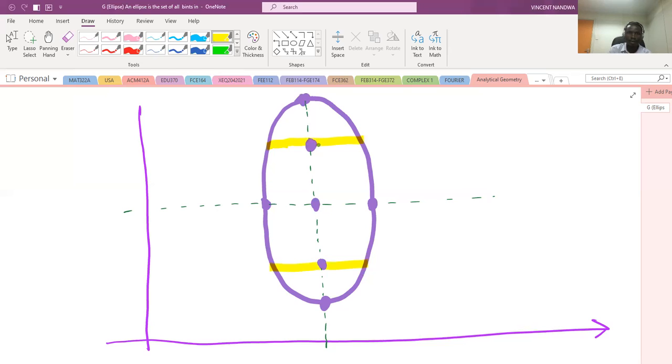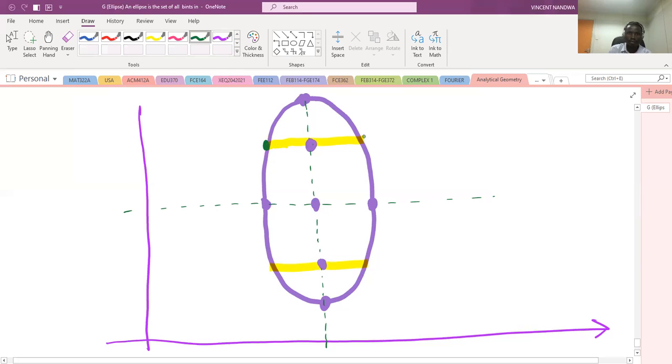And then we label this one as our V1, F1, this is the center, F2, V2. So let's call this one M1, M2, N1, N2. This is B1, B2.